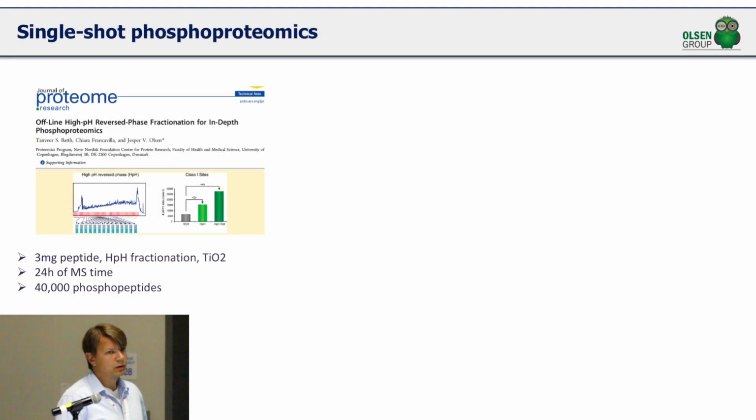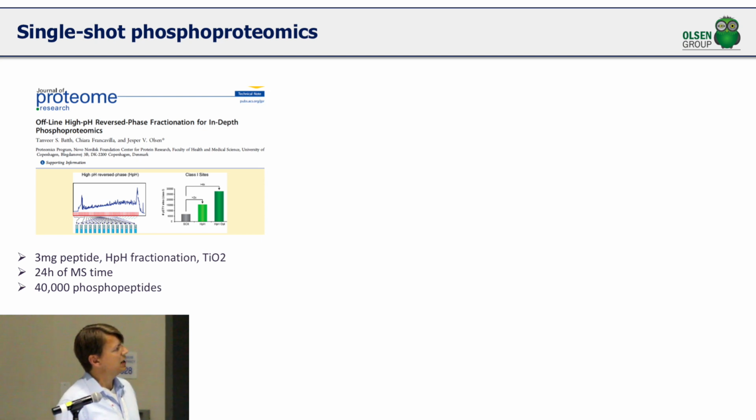We're also doing a lot of phosphoproteomics in the lab, and for many years we've also used offline high-pH fractionation to get very deep into the phosphoproteome. So we typically use milligrams of starting material and a lot of measurement time on the instruments, and that would then typically be in the order of maybe 40,000 peptides we could identify.